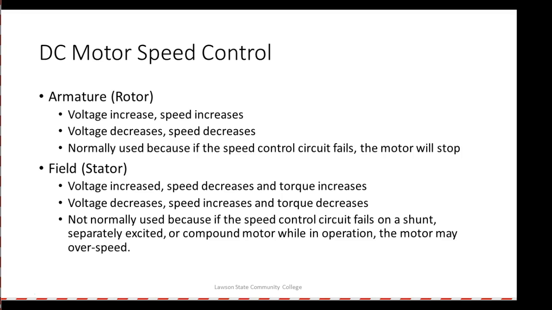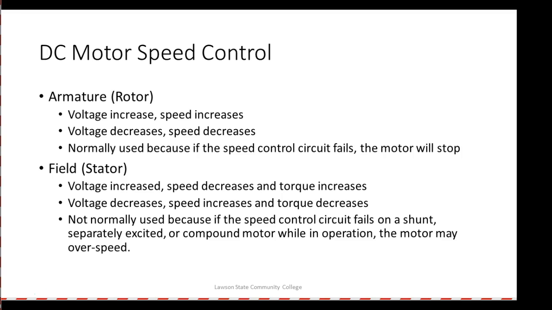Field or stator: voltage increases, speed decreases, and torque increases. Voltage decreases, speed increases, and torque decreases. Not normally used because if the speed control circuit fails on a shunt motor, separately excited motor, or compound motor while in operation, the motor may overspeed. The problem on these DC motors is that you've got that wound rotor, right? The higher the speed goes, those windings try to pull themselves apart, and they get into the stator. The motor just tears up.